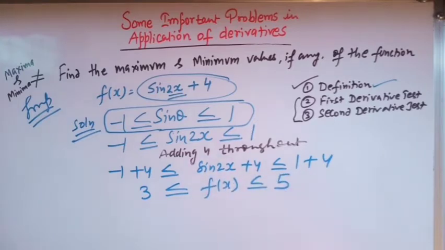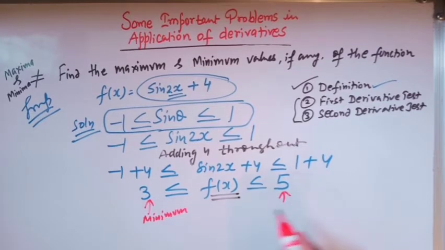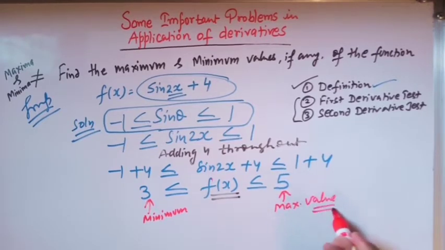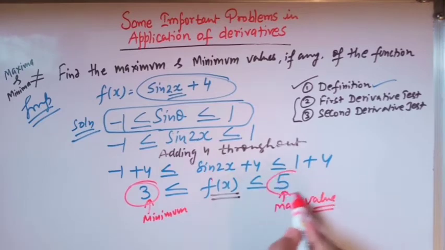So here, the value of f of x lies between 3 and 5. So this is the minimum value, and this is the maximum value, right? So f of x lies between 3 and 5. So the minimum is 3 and the maximum is 5, right?